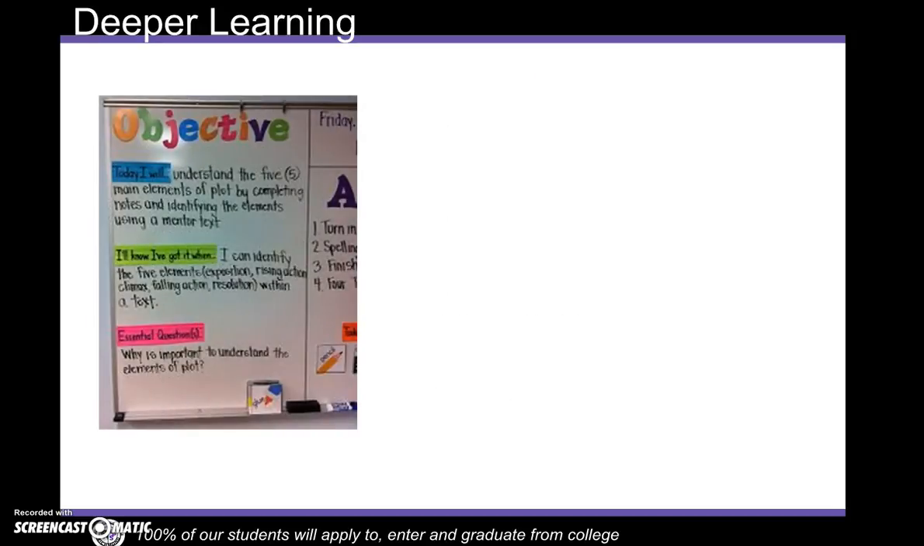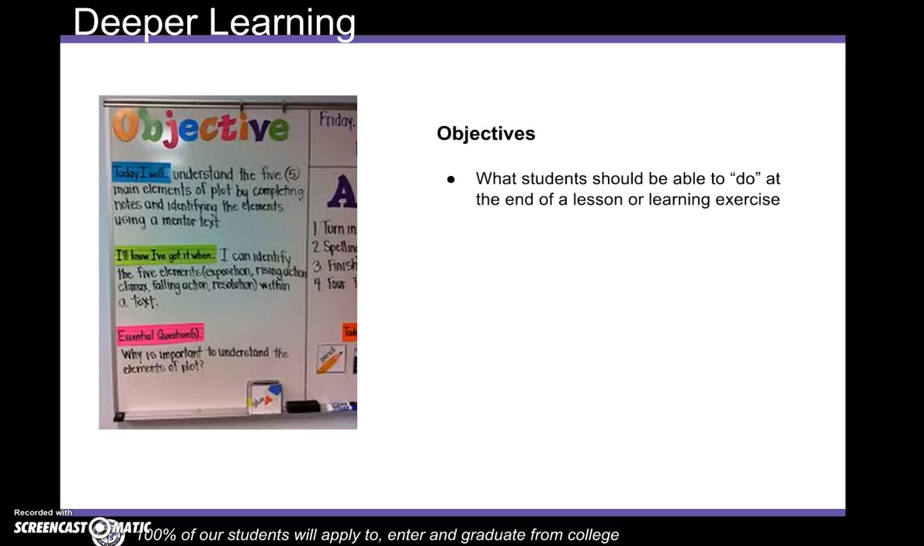You've probably seen this in a lot of your classrooms. Teachers write an objective on the board each day or each week. Let's first talk about what these objectives mean. Objectives are what students should be able to do at the end of a lesson or learning exercise.